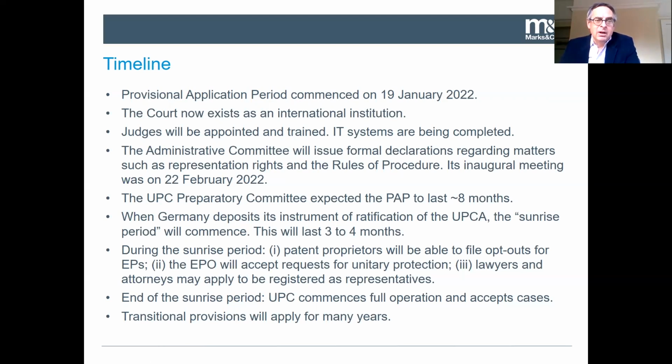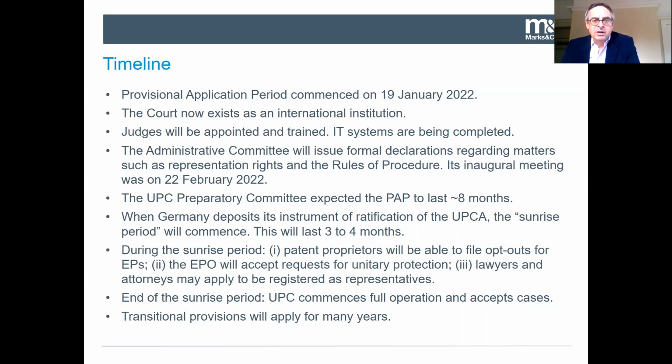Now, the meeting of the administrative committee, the very first one, took place just 2 days ago. And the news report from that was that it has formally adopted the rules of procedure. It has made a declaration on representation rights. As I speak today, I haven't been able to find out precisely what it has decided, but that will no doubt be published very soon. And for now, I'm assuming that it is adopting decisions in line with the proposals that were originally made by the preparatory committee. The expectation is that the provisional application period may last around 8 months.